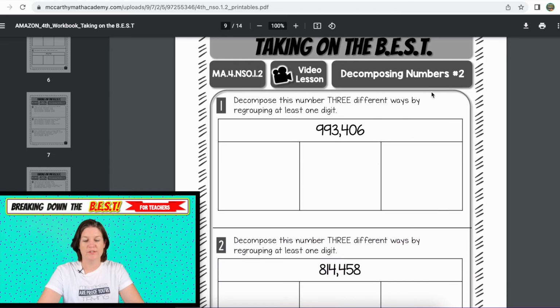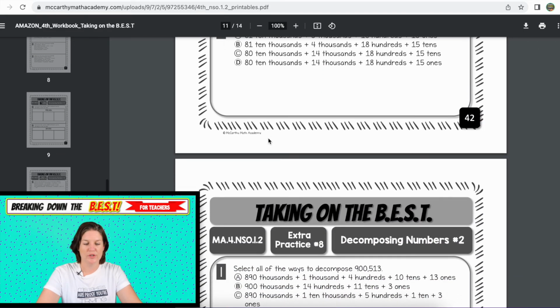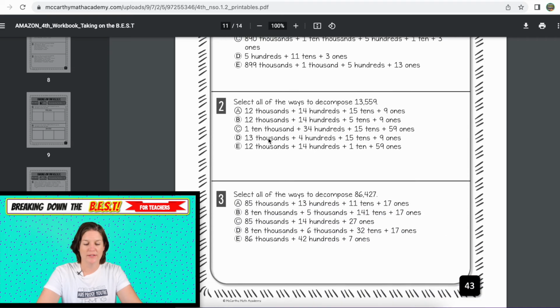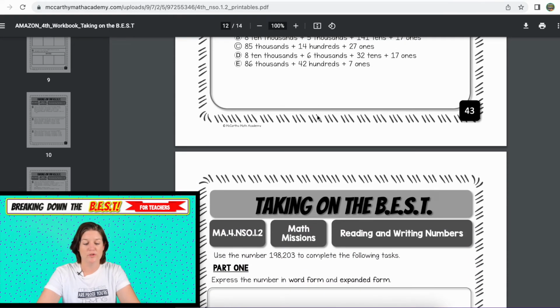And then with decomposing numbers number 2 video lesson, like we mentioned before, this is where we regroup at least 1 digit, and then extra practice that goes with that. So if you have the silver, you can take a look at this. It seems really wordy because it goes quickly from the video lessons into this. And they definitely need experience and practice with these types of situations.